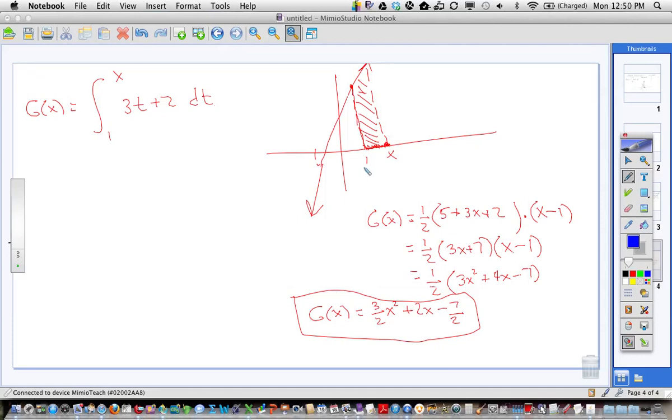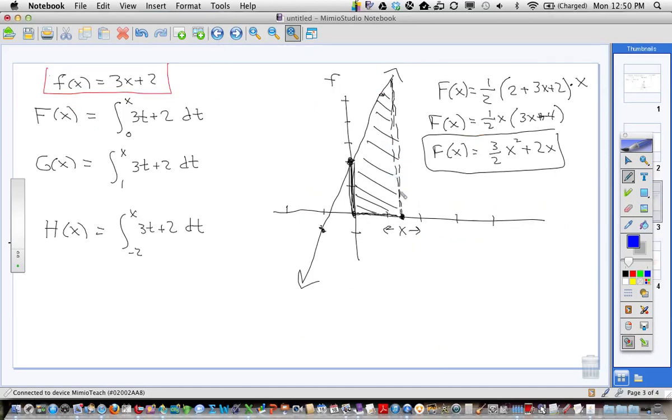What is the difference in the two pictures? And I wish I could have them both up here. But what is the difference, and you guys have them on your paper, between this picture and this picture?